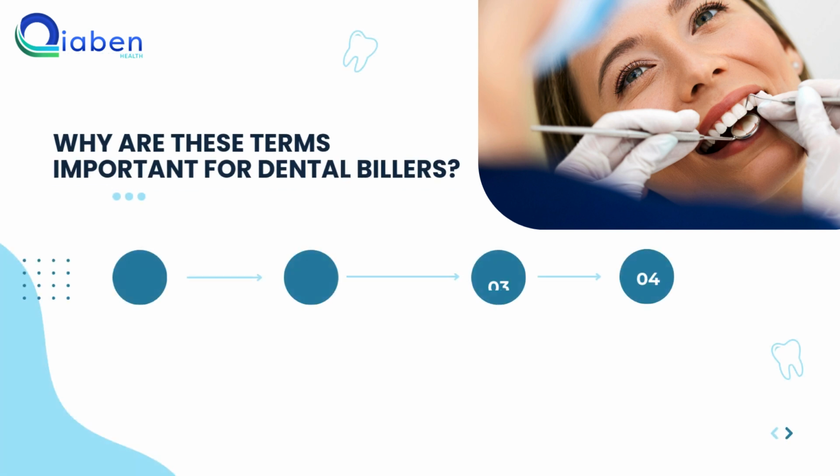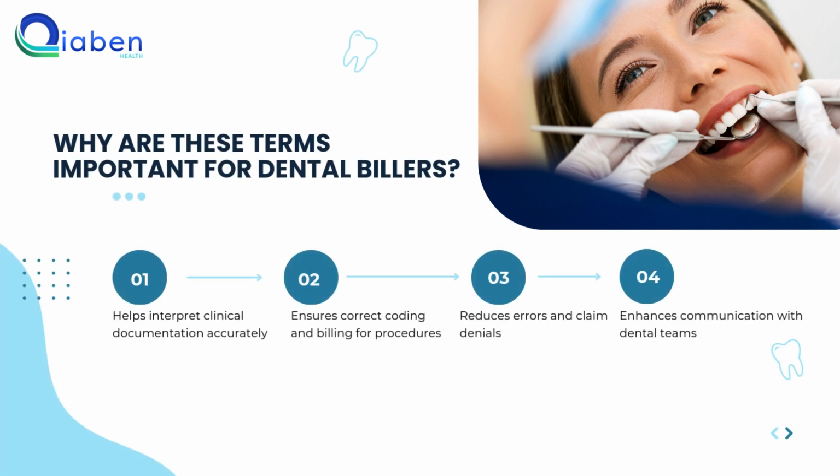Now that we understand the core anatomical terms, let's talk about why they matter so much for dental billers. First, they help you interpret clinical documentation accurately. When a provider writes something like distal caries on tooth number 2, you should instantly know what that means. They also support correct coding and billing. Even a small misunderstanding can lead to the wrong procedure code, and that often results in denied claims.